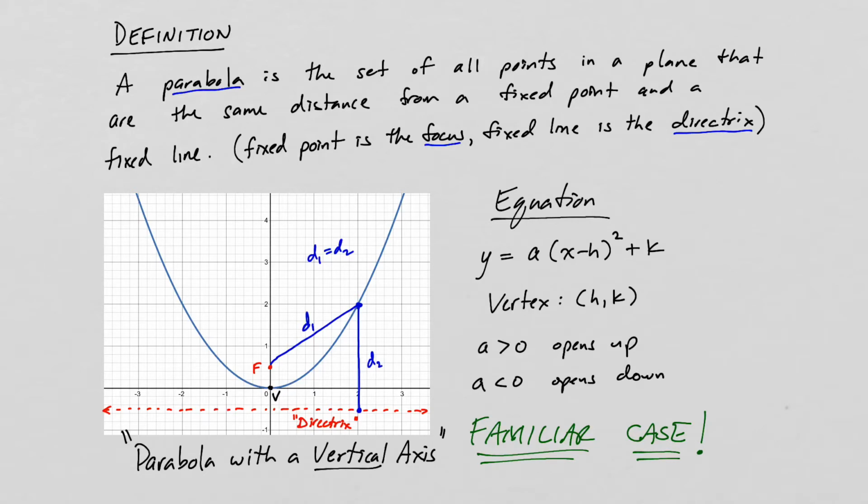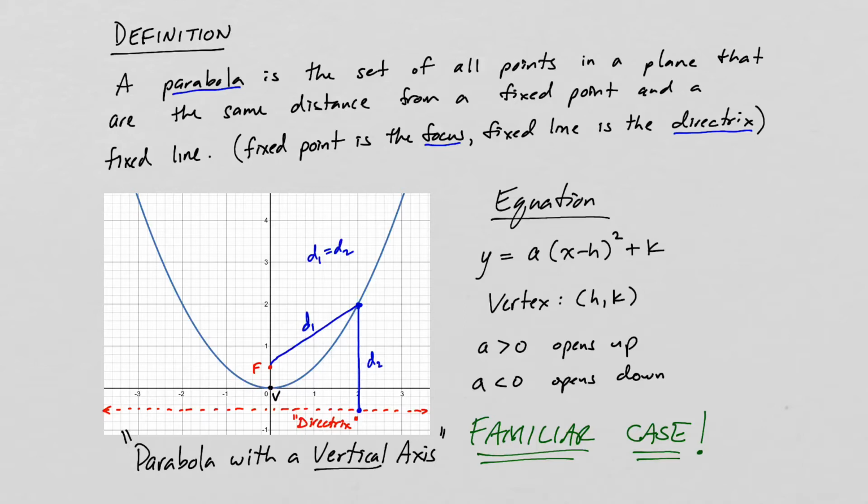Okay, so now we're going to move on to talk about parabolas. And again, we've already talked about parabolas, but we're going to give a little more information this time around. I'm going to talk about the technical definition of a parabola. It turns out a parabola is the set of all points in a plane that are the same distance from a fixed point and a fixed line. The fixed point is called the focus, and the fixed line is called the directrix.